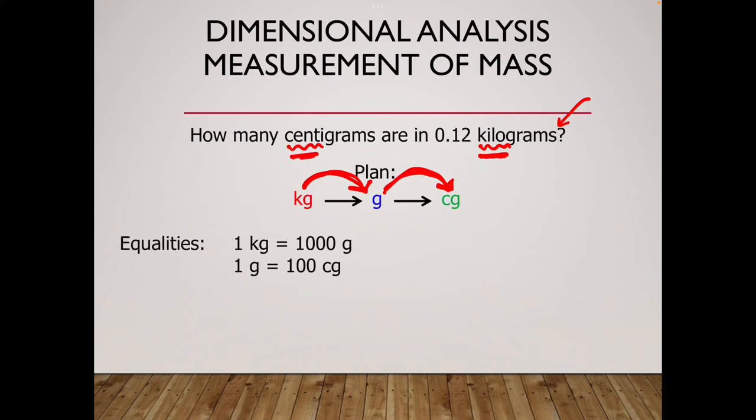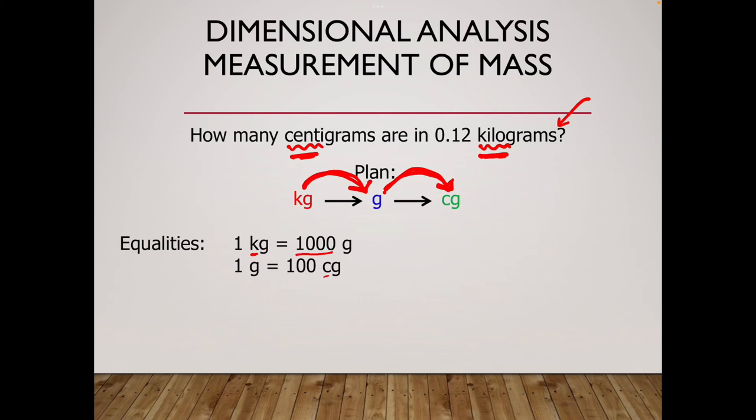So let's go ahead and try this the way I recommend. Using the prefixes, we know that 1 kilogram is equal to 1,000 grams, because the prefix kilo means 1,000. And 1 gram is equal to 100 centigrams. Remember, centi, we can think about like cents. So there are 100 centigrams because they're like cents in a gram.